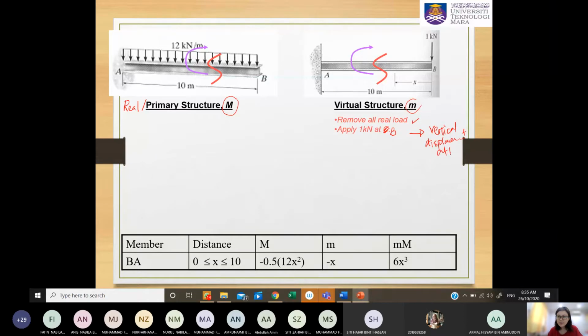Remember, the direction of this arrow shows the direction of the displacement you want to determine. If you want to determine horizontal displacement at B, you place your 1 kilonewton here horizontally. But of course, this is not your concern right now. Be careful. First of all, in this virtual structure, you draw everything from the real structure to create your virtual structure.